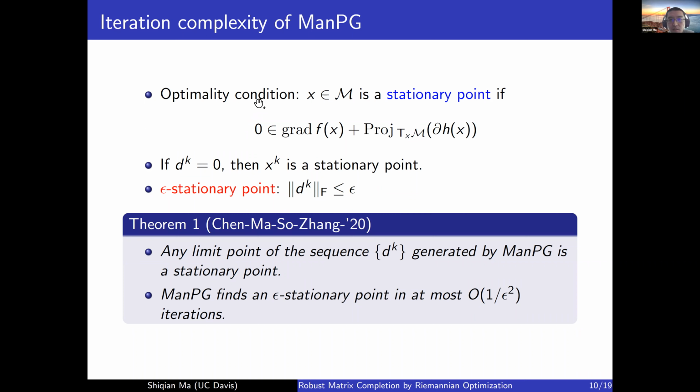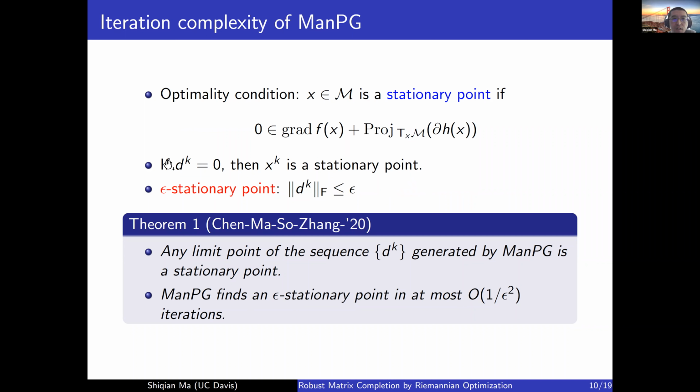The optimality condition is that for a feasible X on the manifold constraint, it is a stationary point if this one holds. So this is very similar to minimizing a non-smooth function in the Euclidean space where 0 is a subgradient, right? It's just that now we have a manifold constraint, so we need to use the Riemannian gradient and also the Riemannian subgradient, right?